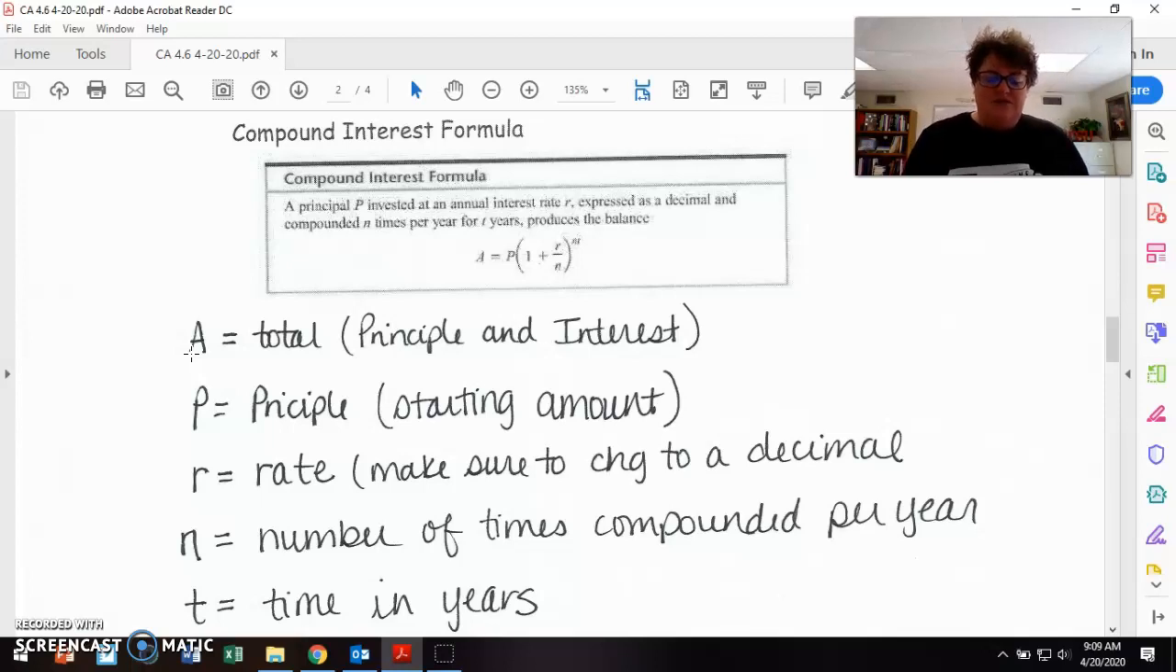What are we investing? R is your rate. It's usually given as a percentage. Please make sure you change it to a decimal, two places to the left. N is the number of times a year it's compounded. So if it's compounded annually, that means once. Quarterly is 4, biannually is 2, daily is 365. That will be your n. And then t is your time in years. How many years are we going with?